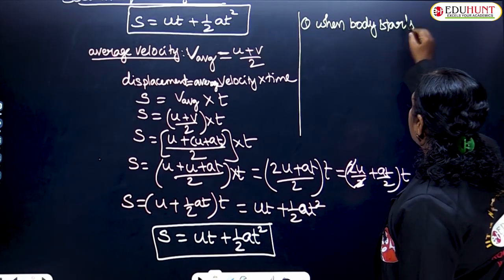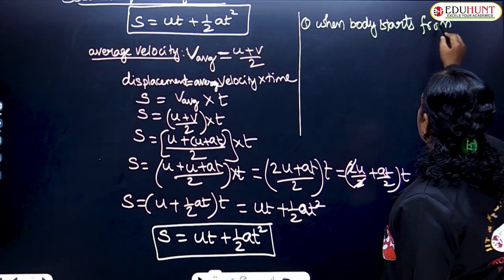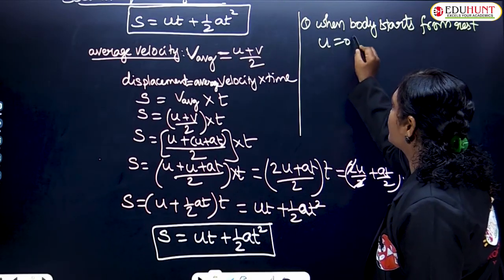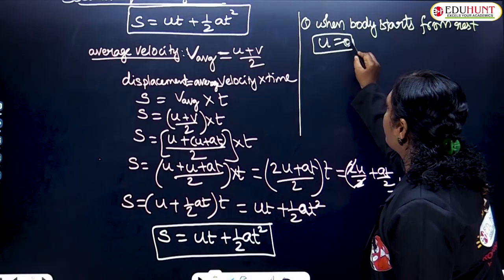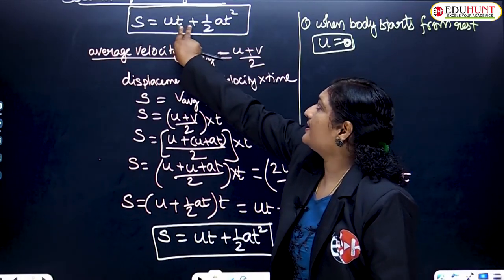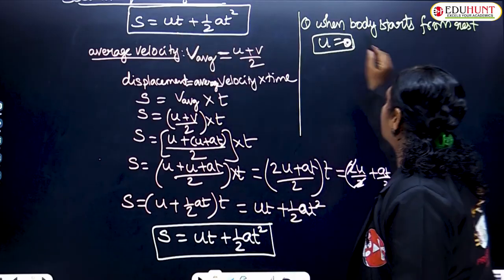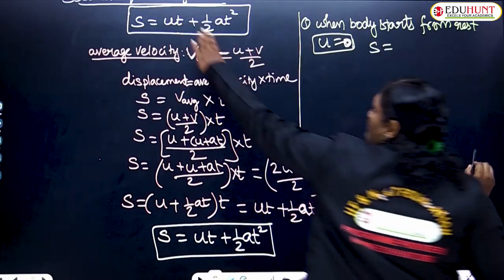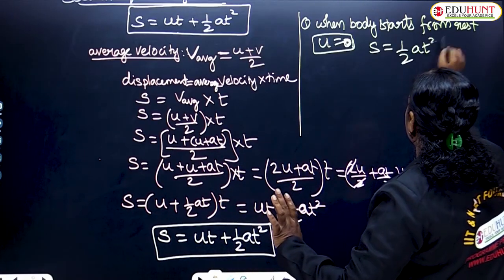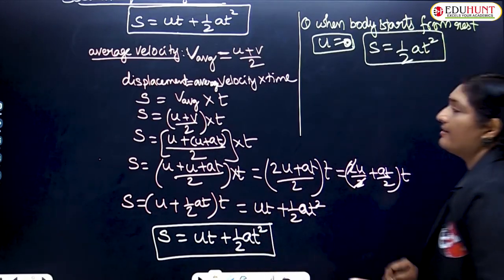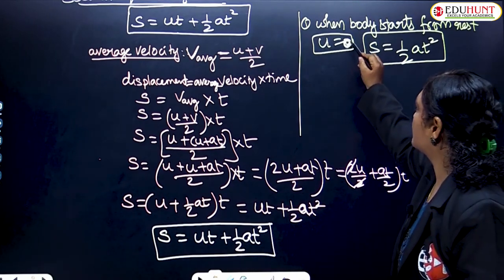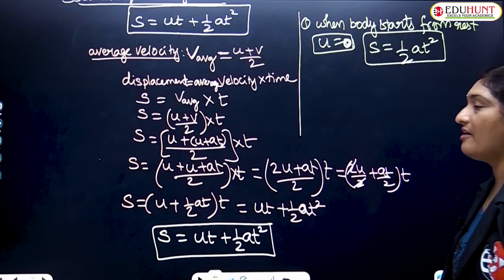then what is the condition, children? Whenever the body starts from rest, initial velocity u equals 0, and replacing u equals 0 in this equation, anything into t is 0, so s will equal 0 plus half at square. Whenever a body starts from rest, then u equals 0 and s equals half at square.